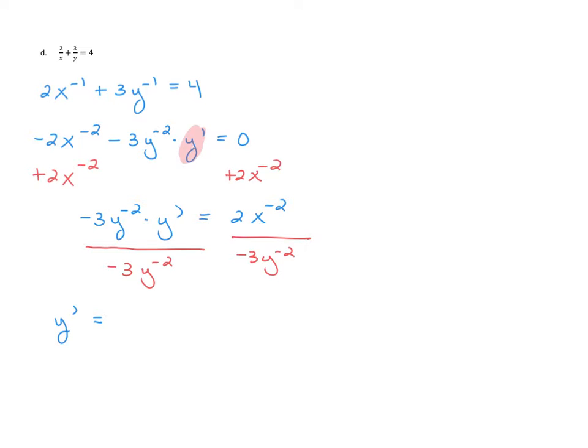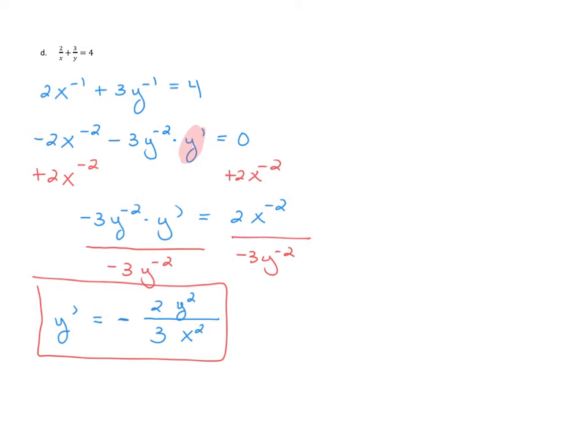On the right, the whole answer is negative, a fraction with 2 and 3, so negative 2/3. But these exponents are negative. I can move the y up here and the x down here, provided that I make their exponents positive. So that's y squared over x squared. And this is my answer.